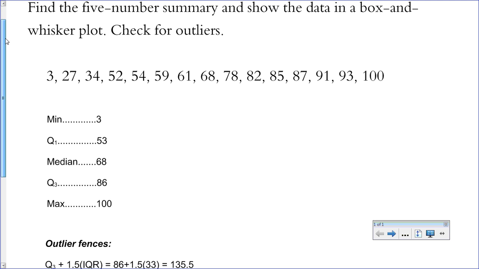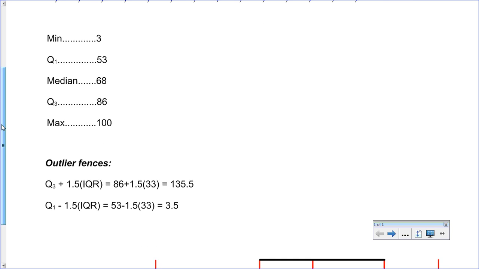So when I create my box and whisker plot, I'm going to include 27 as the minimum value rather than 3. So my whisker will end at the 27, and the 3 I will still indicate on the number line as an asterisk, and then the rest of the numbers will fall exactly as they are into the box and whisker plot.